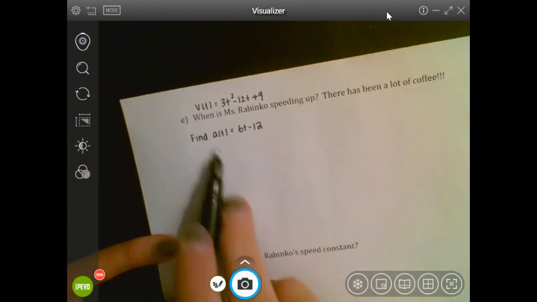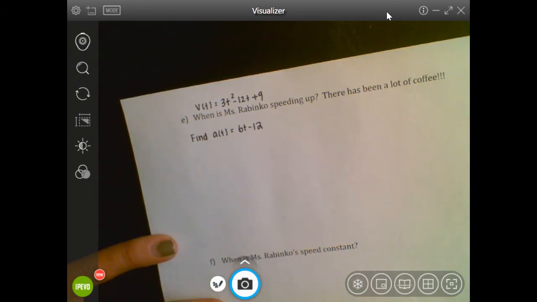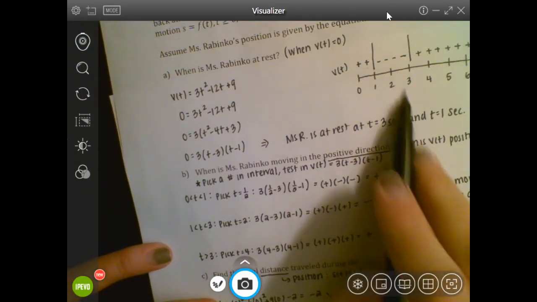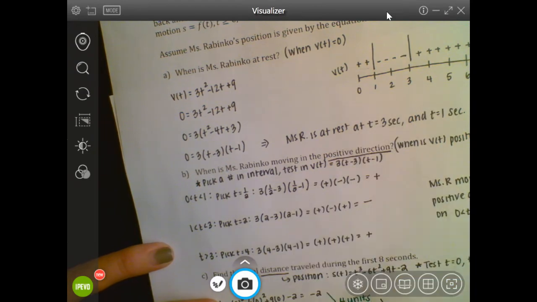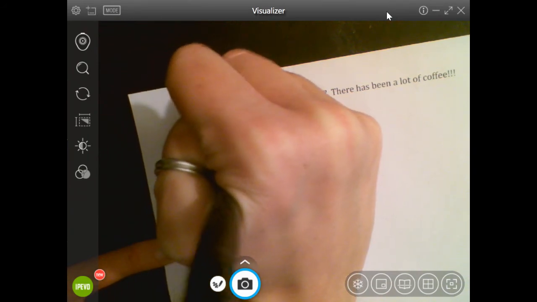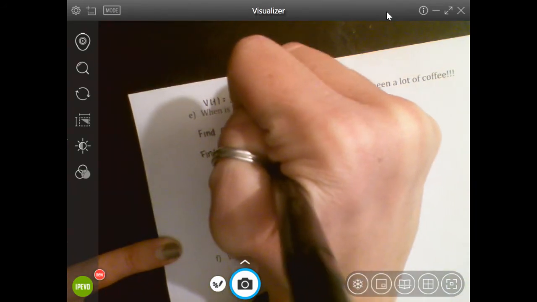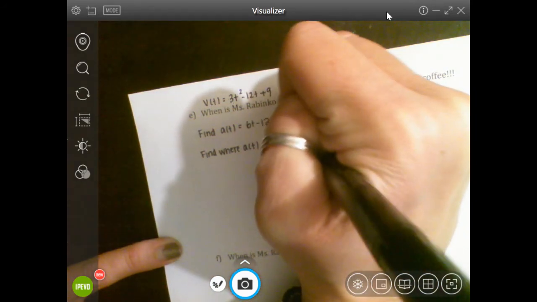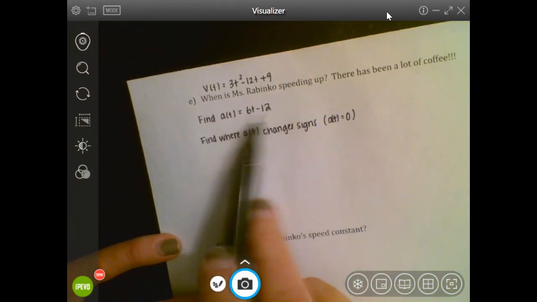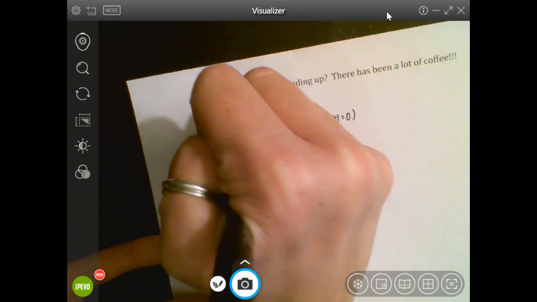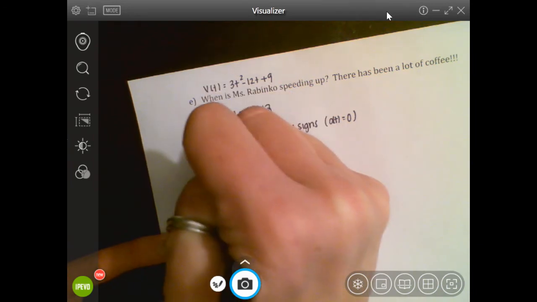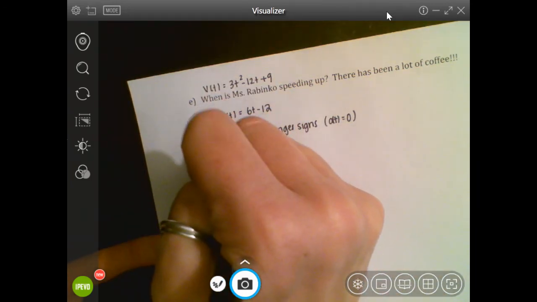Now that I know my acceleration function, I need to know where the acceleration is changing, because on my sign chart I need to know where to put that vertical bar. Where am I going to say that the signs of my acceleration are changing? So I'm going to find where A of t changes sign. That's going to be where A of t is equal to 0. So I'm going to set this acceleration function equal to 0 and solve for t. If I add 12, that gives me 12 is equal to 6t. That tells me that t is equal to 2 is where the acceleration is changing.